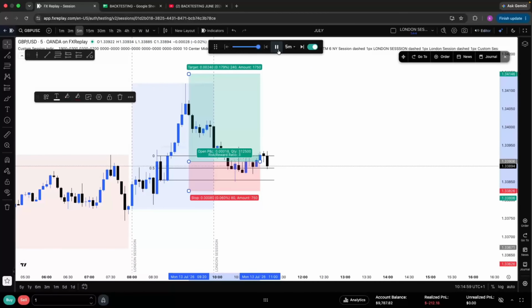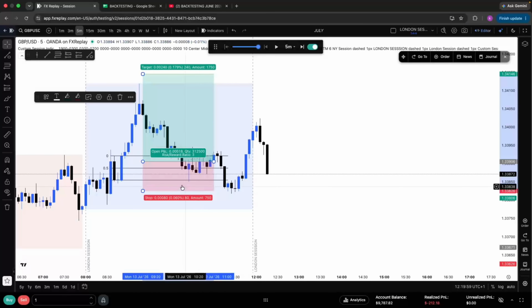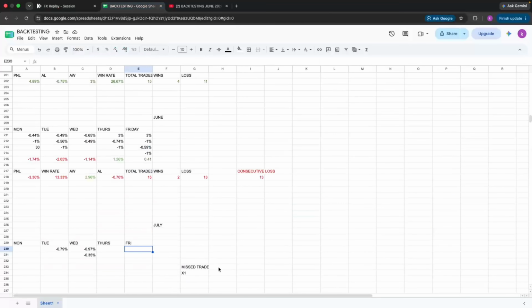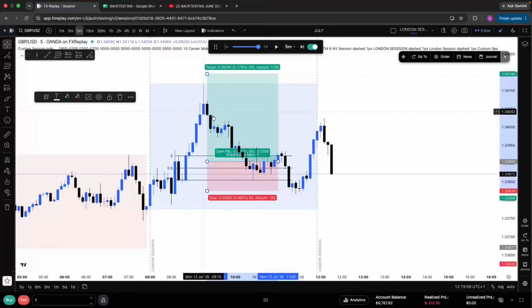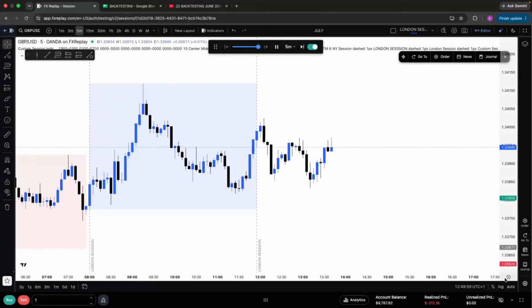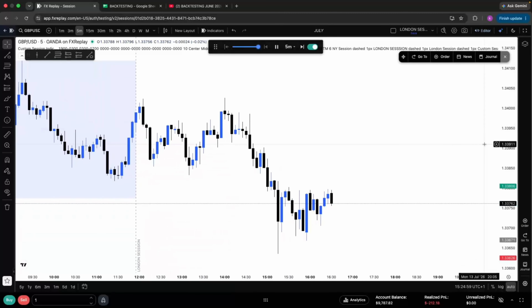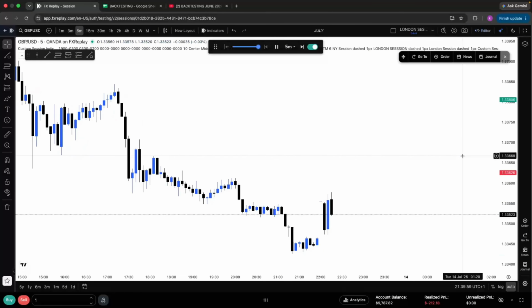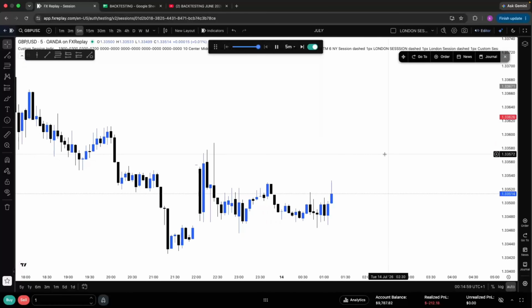Would this have hit? Nope, it wouldn't have. So that would also be a missed loss, because I probably would have entered that. So two missed trades.